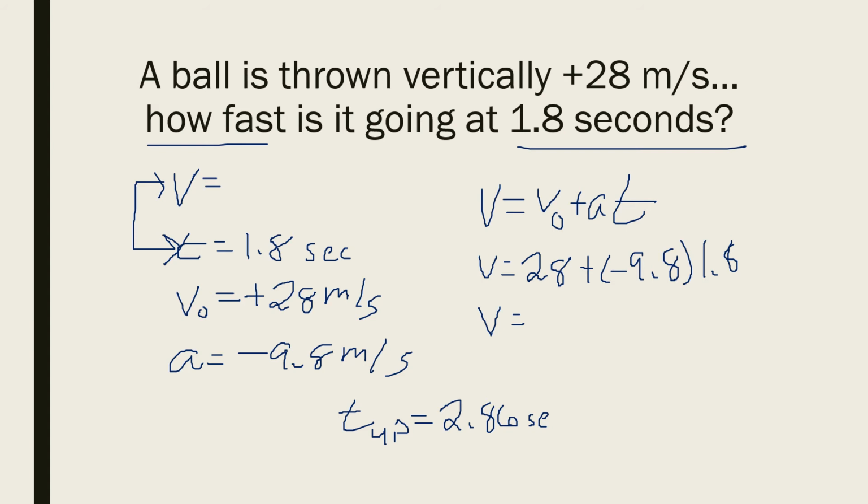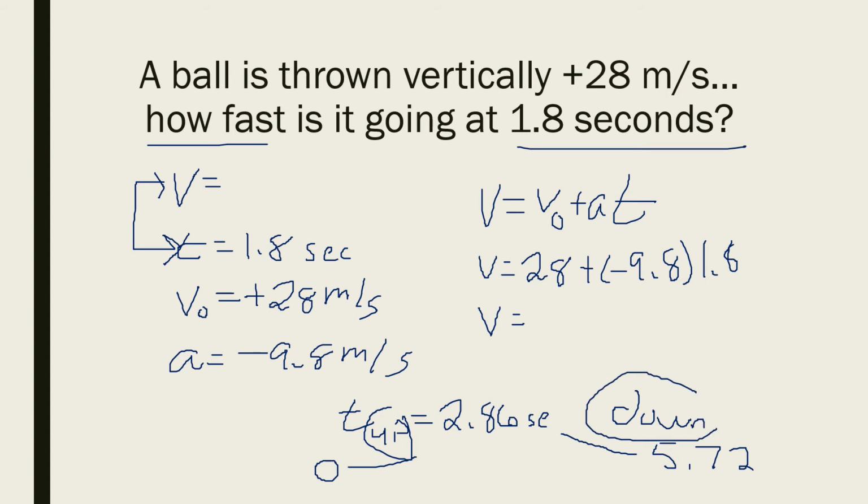Remember, what this means is from 0 to 2.86 seconds, it's going up. And from 2.86 to the total time of 5.72, it's going down. Remember, that's the range of times. Half the time is up and half the time is down. 1.8 falls in this first range. It's between 0 and 2.86. So my answer had better be positive because it's still going up. And when I type it in the calculator, it is.